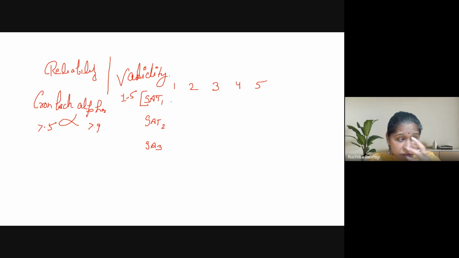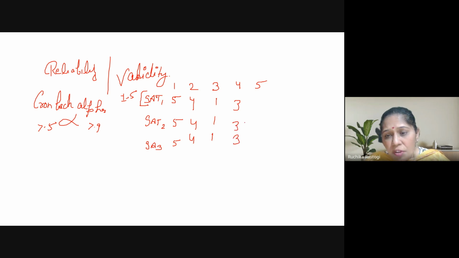So the first respondent says for the first question it gives 5, for the second question it gives 5, and the third one also gives 5. For the second respondent it gives 4, the third respondent gives 1, the fourth respondent gives 3, and the fifth respondent gives 5, 5, and 4. Those were the responses received for the construct named satisfaction.